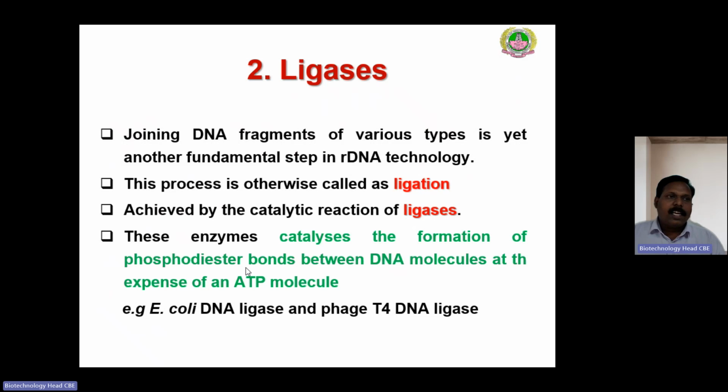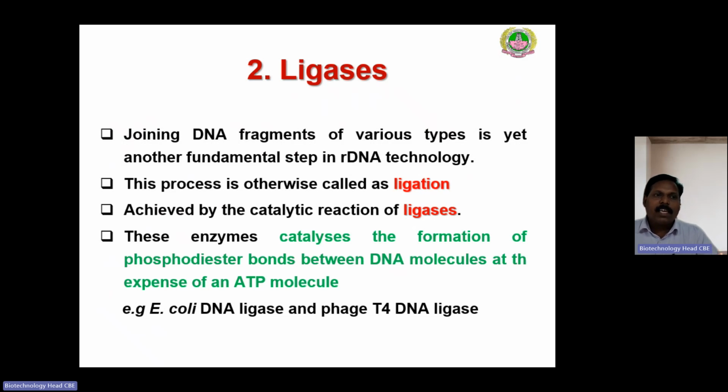The second DNA manipulative enzymes widely used in DNA manipulation are ligases. And these ligases, typically called molecular glue or paste, are used to join the DNA fragments of various types we generate. And this is one among the fundamental steps in recombinant DNA technology. And this process of fusing together the DNA fragments is called ligation. And this is achieved by the catalytic reaction of the enzyme ligase.